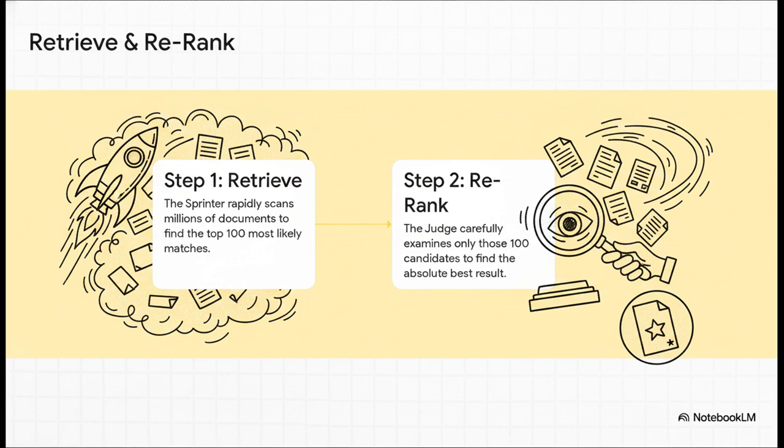Then comes step 2, re-ranking. The Judge takes over, but, and this is key, it only has to look at those 100 candidates. It carefully examines each one and picks out the absolute best result. You get the best of both worlds, speed and precision.